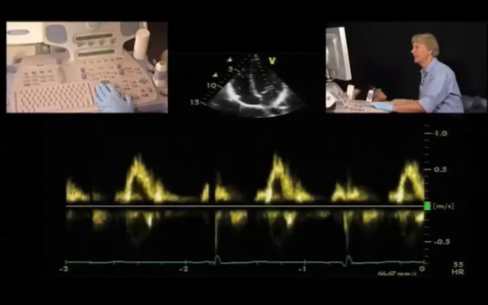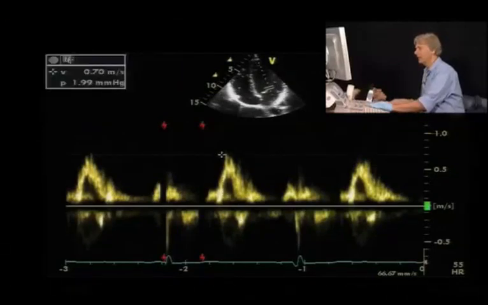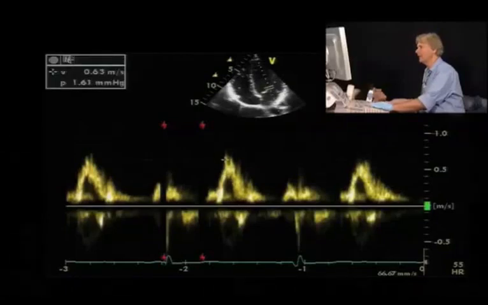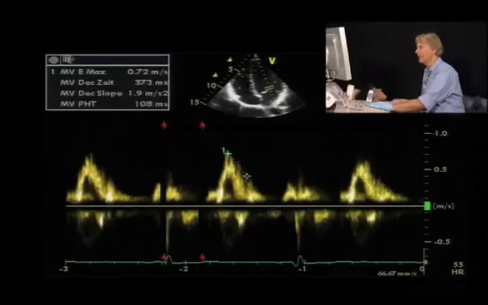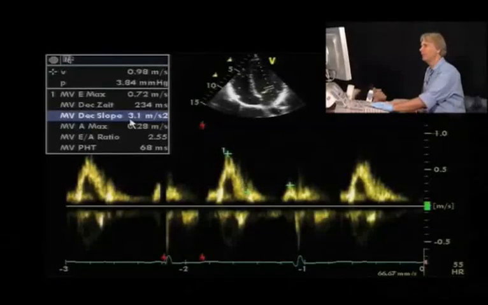Here is the signal in our patient. Now we have an E wave and an A wave. This is diastasis between E and A. And we can now quantify the velocities of the E wave and also the slope of the E wave to calculate the deceleration time, and then the A wave. And then we get a number of different values.